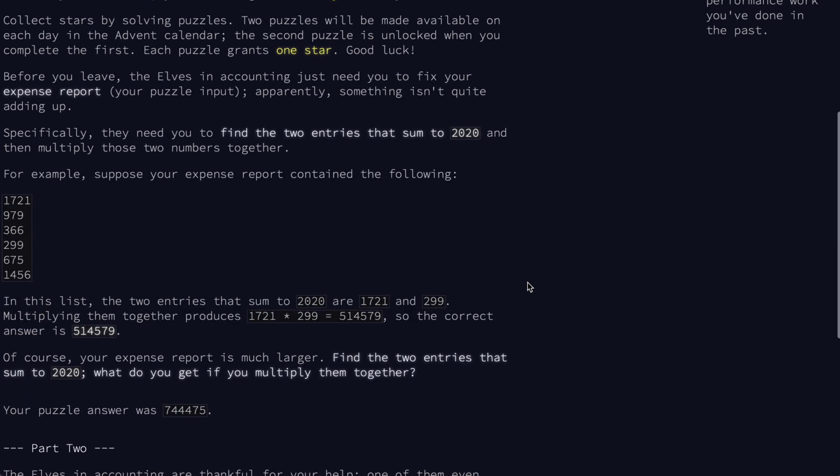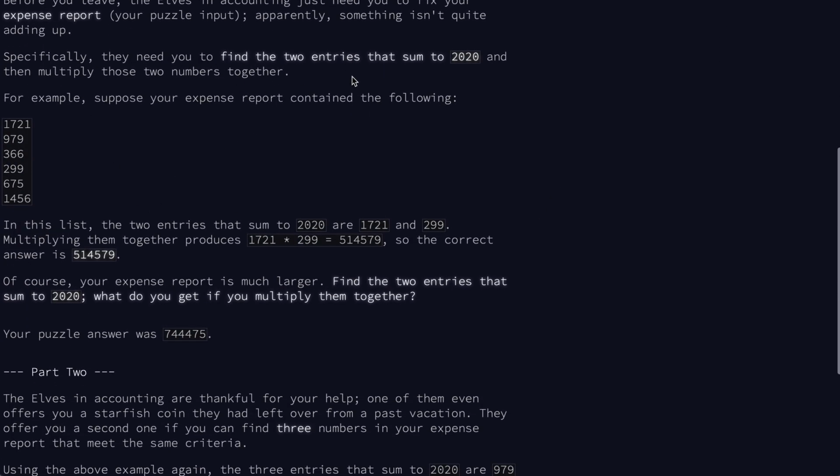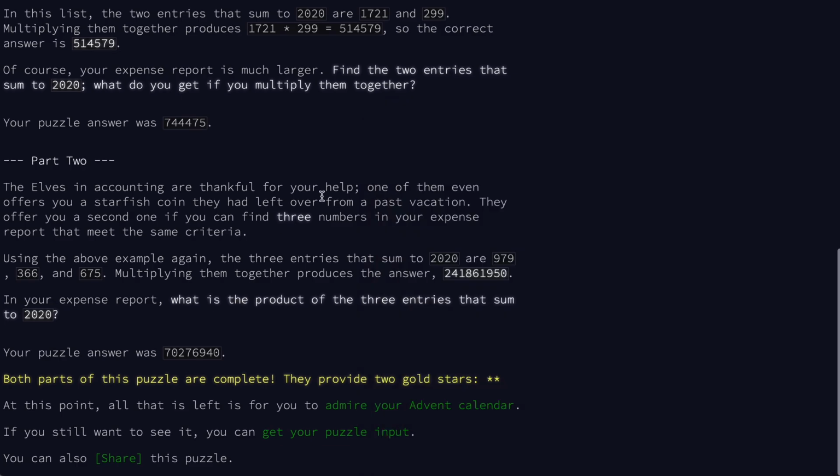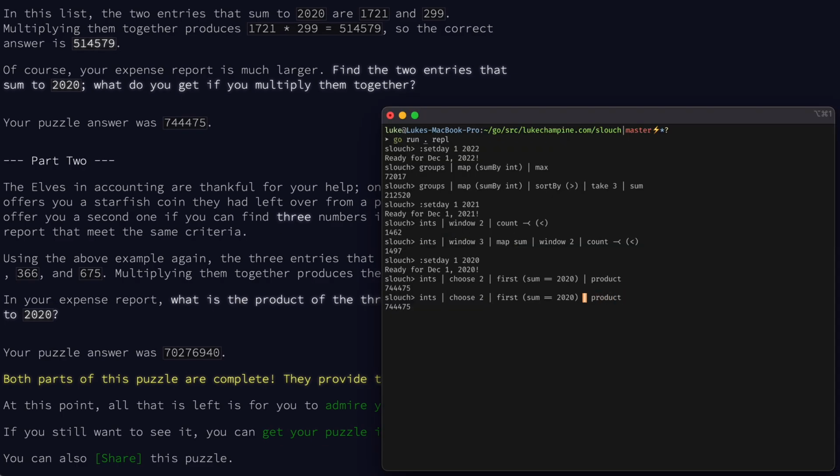2020. This one, find the two entries that sum to 2020. So choose two of them. Find the first that sums to 2020. Product, and part two is the same exact thing, just with three numbers. So that takes slightly longer, but still fast enough.